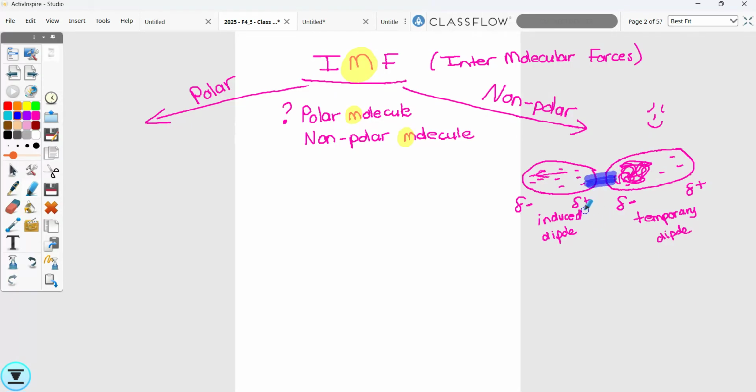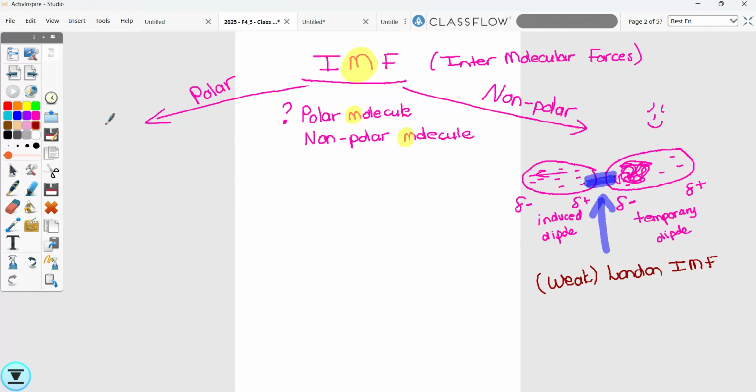Yes, between the positive of the one molecule and the negative of the other molecule. There is where I have my weak. You don't have to say weak, but if you say it, it reminds you that it's the weakest one. Weak London IMF. Always for a non-polar molecule.